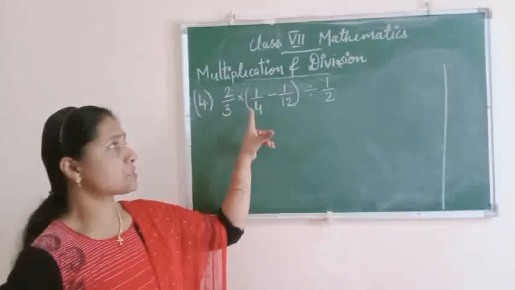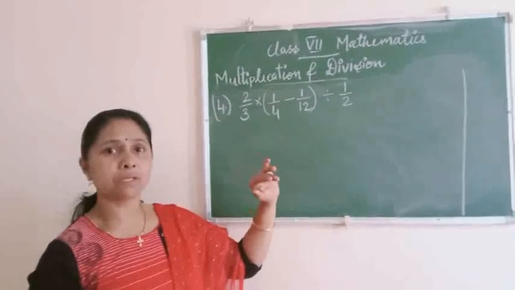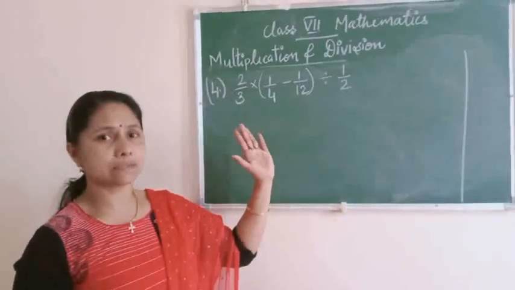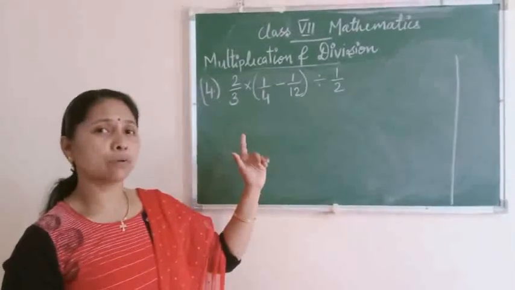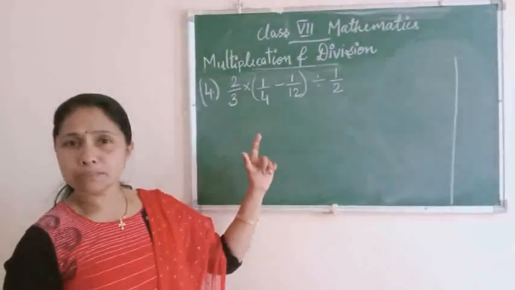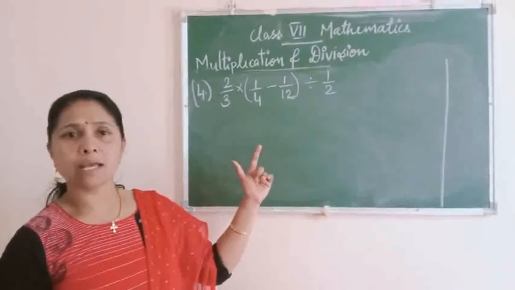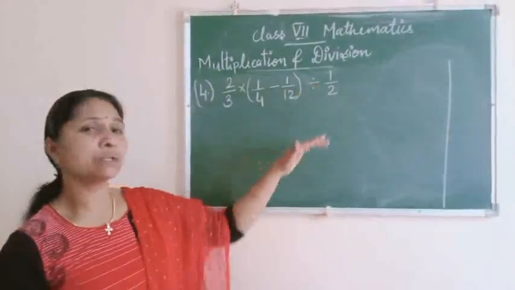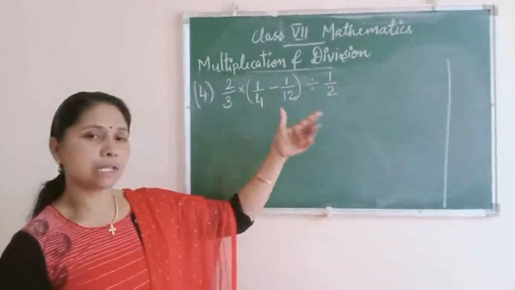Whenever you get a question like this, you have to use the rule BODMAS. BODMAS you learned in previous classes, in smaller classes also. B means bracket, O means of, D means division, M means multiplication, A means addition and S means subtraction. That order you have to solve. About BODMAS, we will discuss in detail tomorrow.